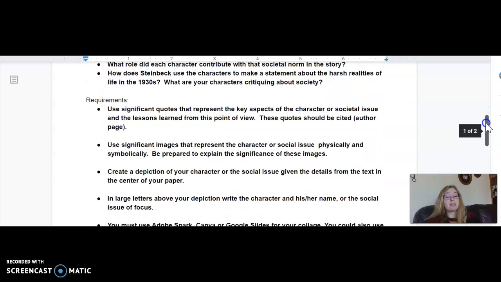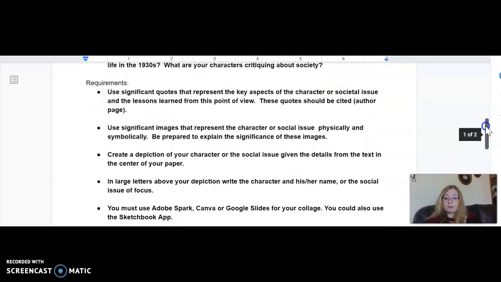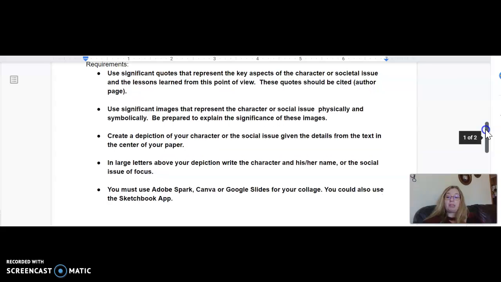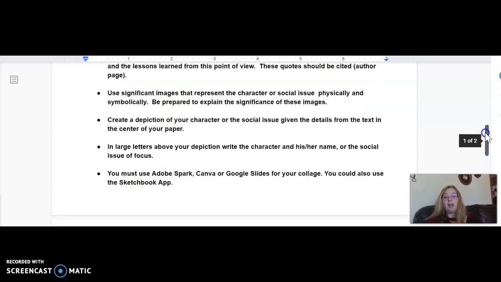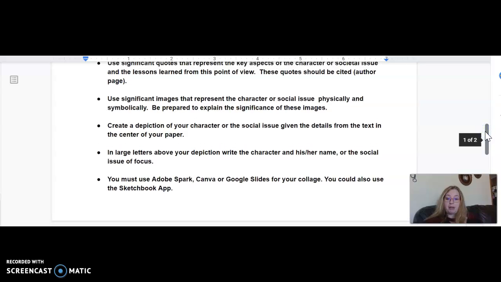You're going to need to use significant quotes. You're going to be using images that portray the character, and you can do that symbolically as well. You're going to have some sort of depiction of your character in the center of your page of your creation along with that character's name. And you can use either Adobe Spark, Canva, or Google Slides.